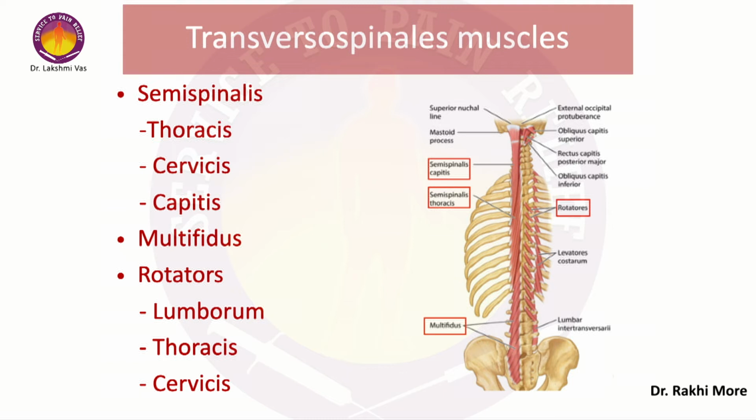It is the same group of muscle, but depending on the part of the vertebral column where they are developed more, the functions are named accordingly. So the rotators are more developed in the thoracic region. Semispinalis is more developed in the cervical and the capitis region.